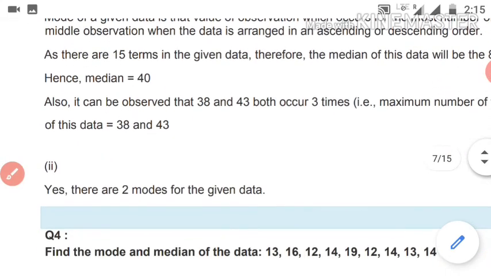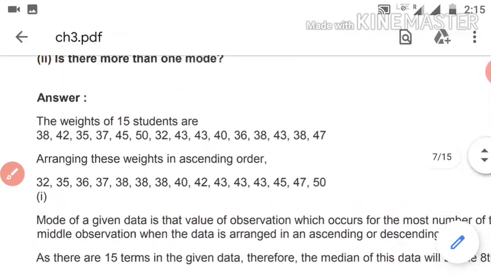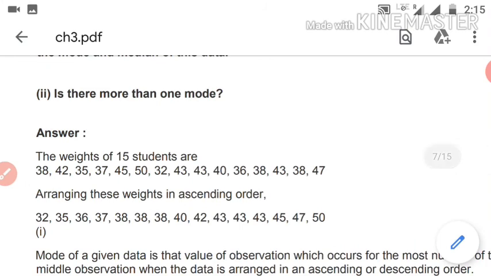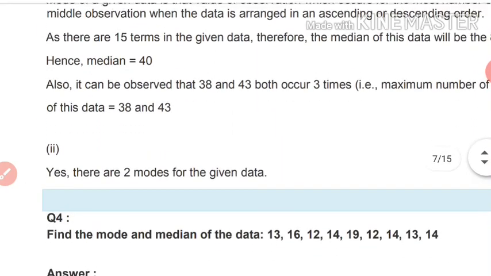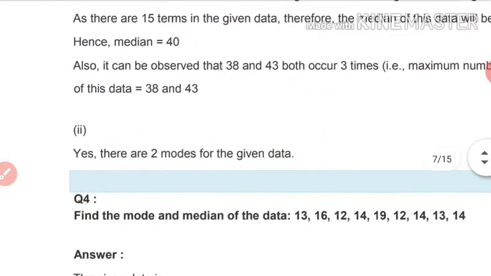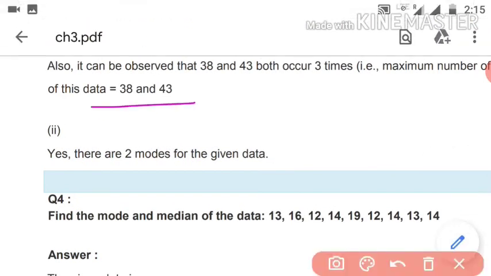And what does question 3 ask? It asks, is there more than one mode? Yes, there is more than one mode, because how many modes did we get? We got 2 modes, isn't it? So there is more than one mode. So what are they? 38 and 43. So yes, there are 2 modes for the given data.